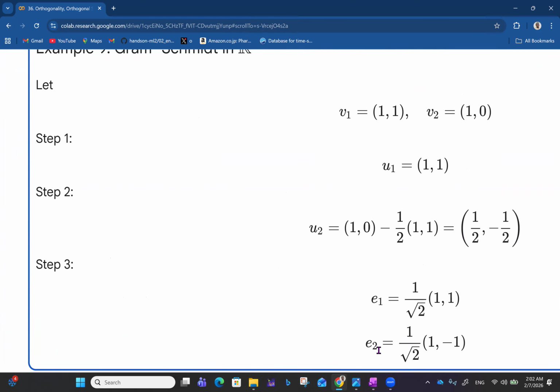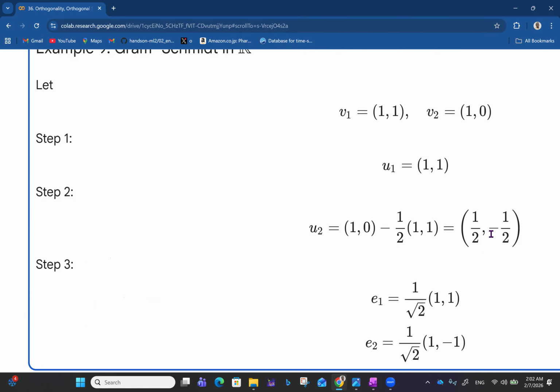Okay. So in that case now, you then have (1, 0) minus 1 over 2 times (1, 1). That's 1 minus half, minus half, comma half. So 1 minus half is half, 0 minus half is minus half. All right. Then you go ahead and normalize.